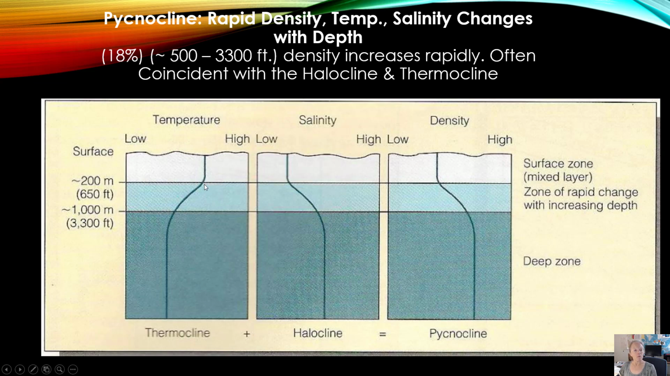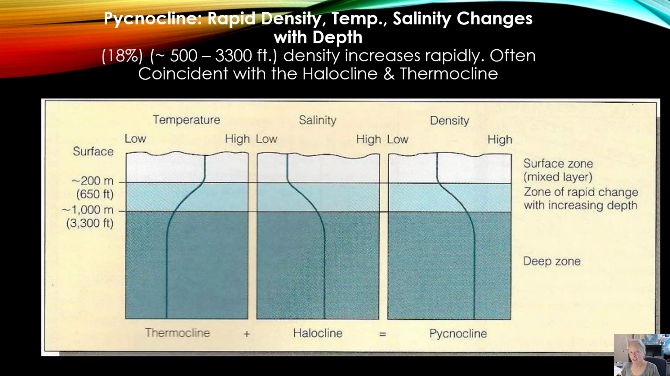Okay, so let's go with temperature. In the pycnocline, what happens to the temperature? You have low here and high here. So we're at the surface. They're just sort of randomly making this the surface temperature, and you would expect as you go deeper in the ocean for the temperature to drop off, right? It's going to be colder down there because the sunlight doesn't get down there.